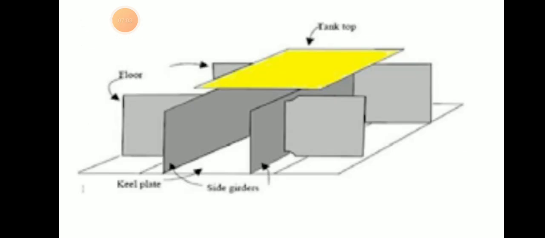We can see here the duct keel, usually seen from the forward end of the machinery space to the aft of the collision bulkhead. It is also known as box keel because in construction we weld it in the shape of a box for the internal passage. Keel plate, side girders, floors, tank top and all.